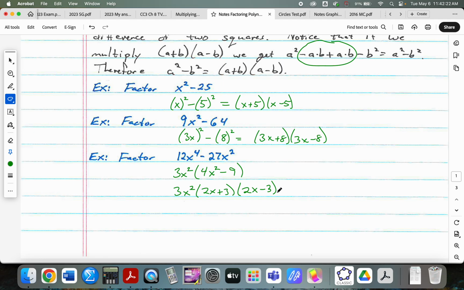And again, the importance of that is if this was an equation, we could now solve that. Also, if you were graphing y equals that, you could find where this crosses the x-axis. You could find the zeros of the function.